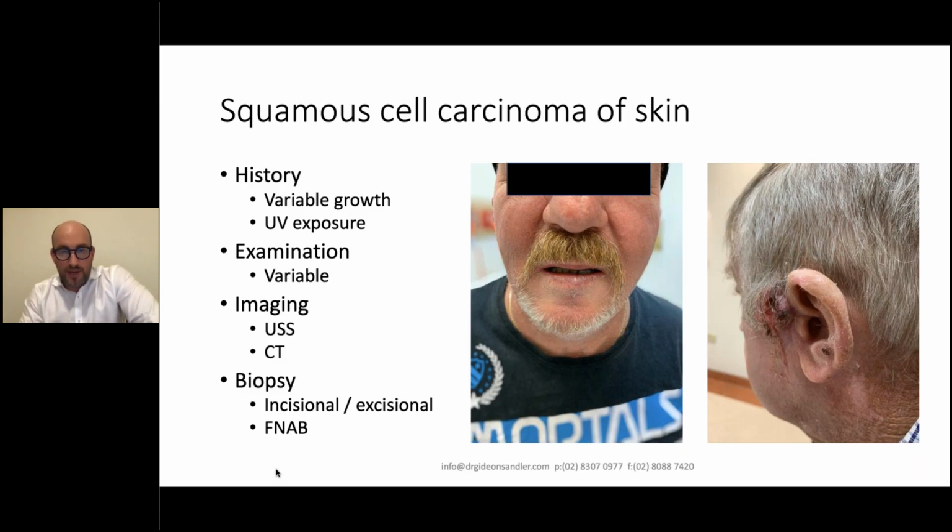Definitive excision of squamous cell carcinoma is not something I'll go into in too much detail. Suffice to say that there are high risk lesions and low risk lesions, and their excision depends on the risk of the lesion.